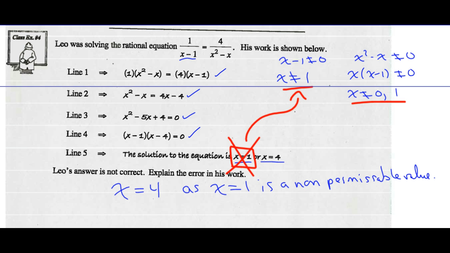If I were to try and check and see if x equals 1 works, if I plug it back into my original equation, I get 1 over 1 minus 1, which is 1 over 0. As soon as I divide by 0, it's undefined. So I can't ever get this equation to work when x is 1. So x is 1 can't be a good solution. It's a non-permissible value, doesn't work. The only good solution is x equals 4. All right.